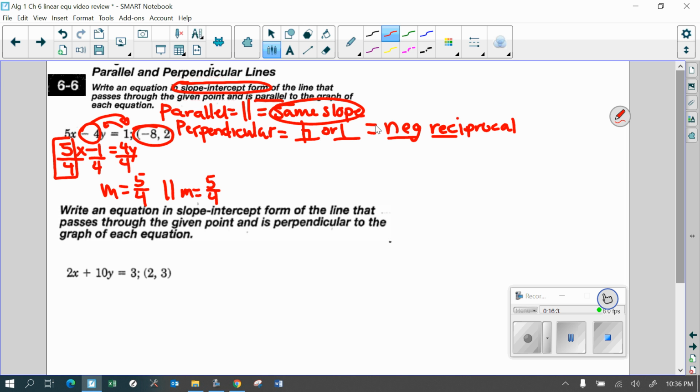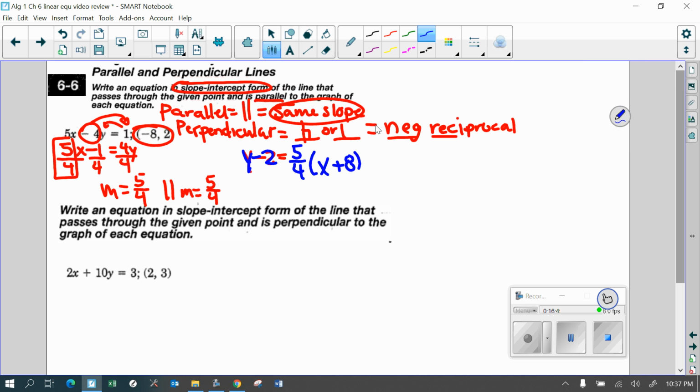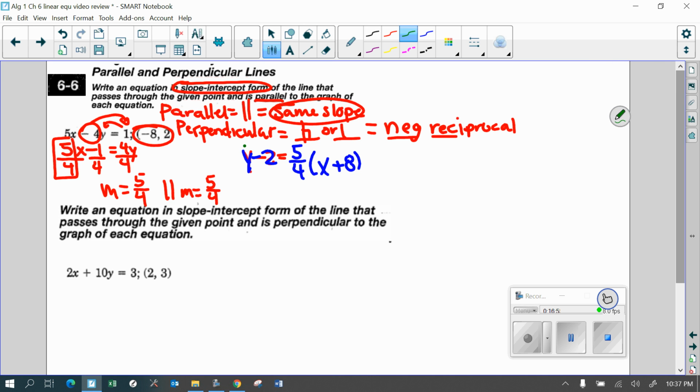So now I'm going to start with point slope form. Y minus 2 equals the slope, 5/4 times the quantity x minus the minus 8 makes it plus 8. Again, I have to get rid of the fraction. Oh, no, I'm going slope-intercept form. I don't have to get rid of the fraction. I'm just solving for y.